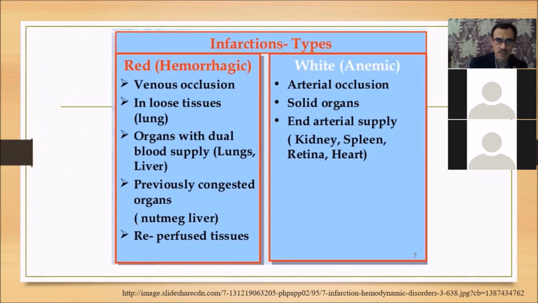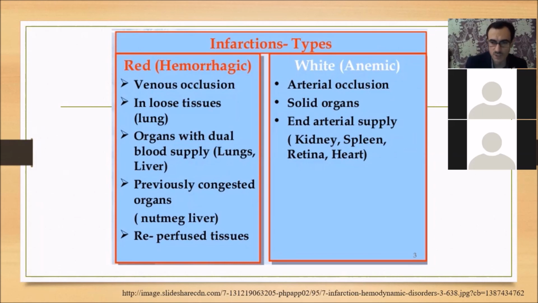The red and the white. White, as we said, is the anemic. This results from the occlusion of the arteries in solid organs that have the end arterial supply, such as the kidney, spleen, retina, heart. But the red infarct is related to the venous occlusion, mainly in venous congestions.